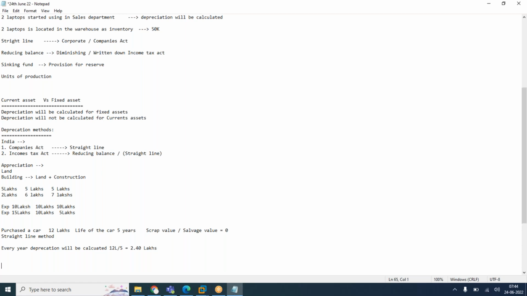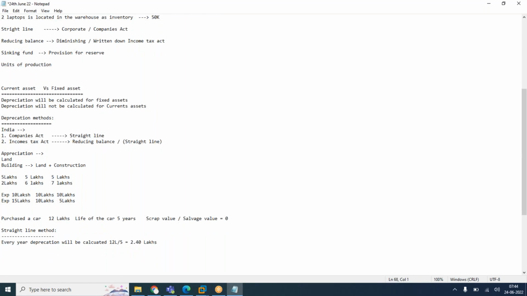Okay, next. This is straight line method. If it is a reducing balance, the government will give you the percentage of the depreciation. If it is electronic items or this kind of motor vehicles, it will be around 60% something. But for easy calculation, I am taking 50%.